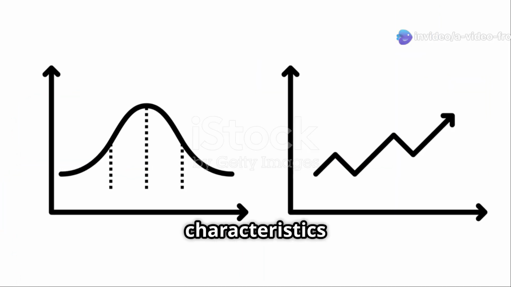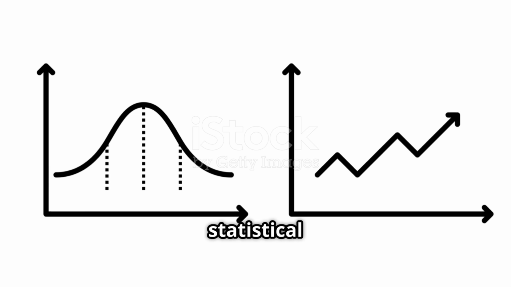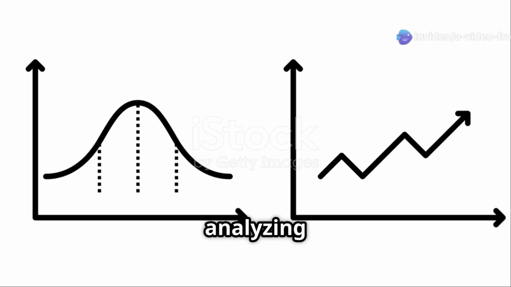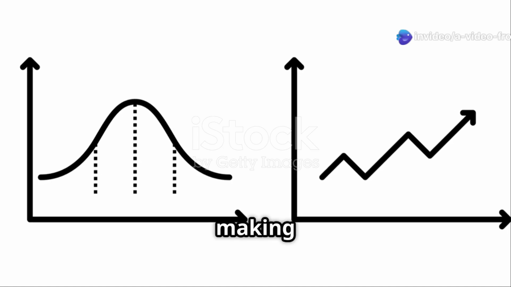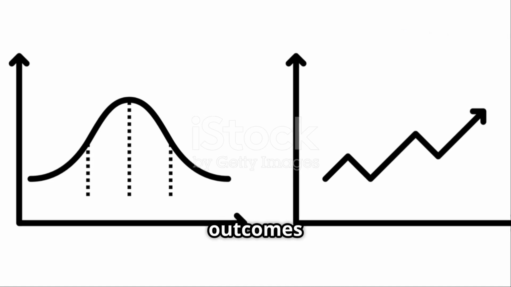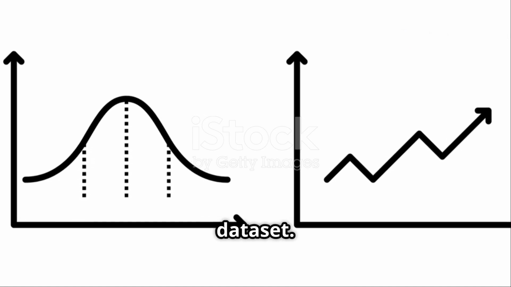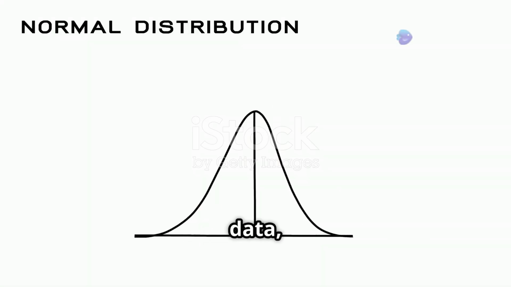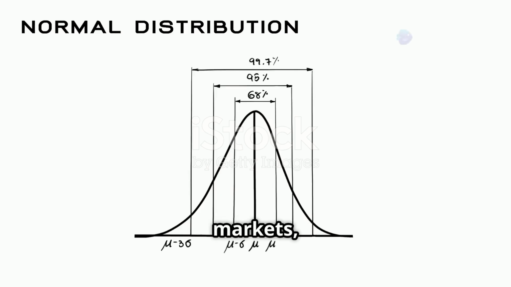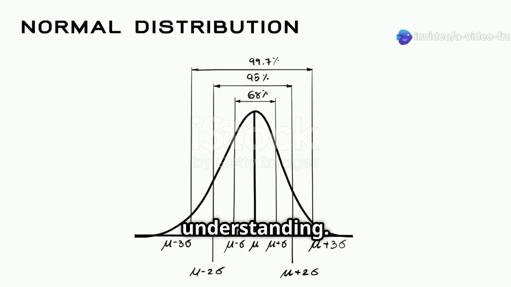Understanding the shape and characteristics of the bell curve is crucial for interpreting statistical data and making sense of the world around us. The bell curve provides a framework for analyzing data, identifying patterns, and making predictions. It is a powerful tool that helps us understand the probability of different outcomes and the variability within a dataset. By understanding the bell curve, we can better interpret the data we encounter in everyday life, from test scores to financial markets, and make more informed decisions based on this understanding.